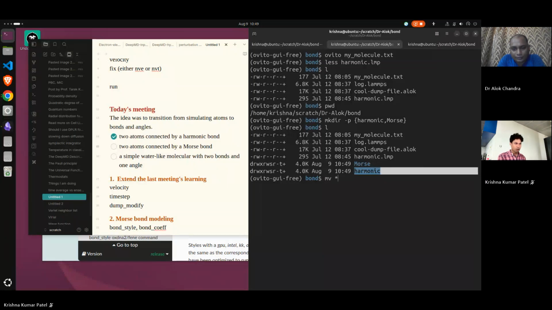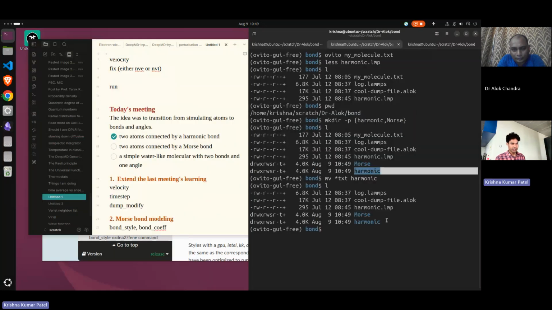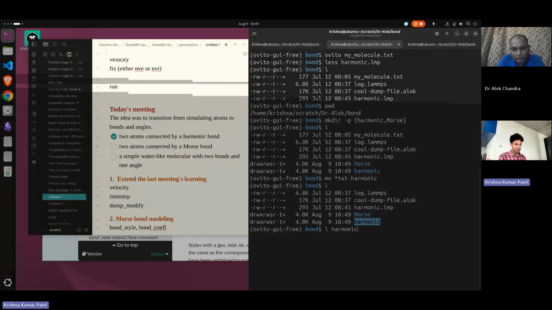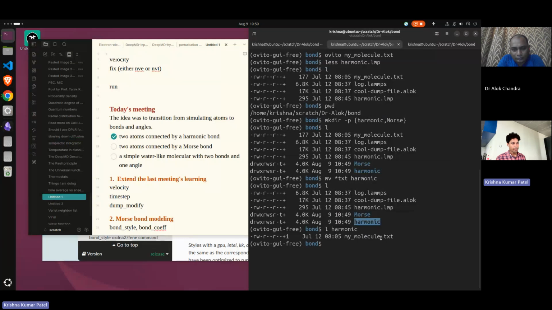Going to move all the txt files into harmonic. You can see that the txt files have moved, like this file has probably moved to this, right? If we look at the harmonic, yep, this file has moved. We also need to move other files, like for instance, this one.